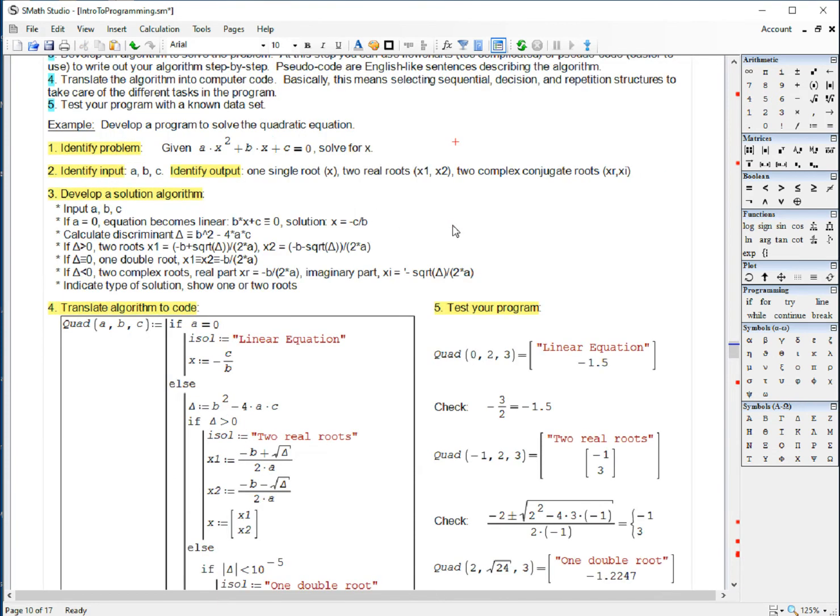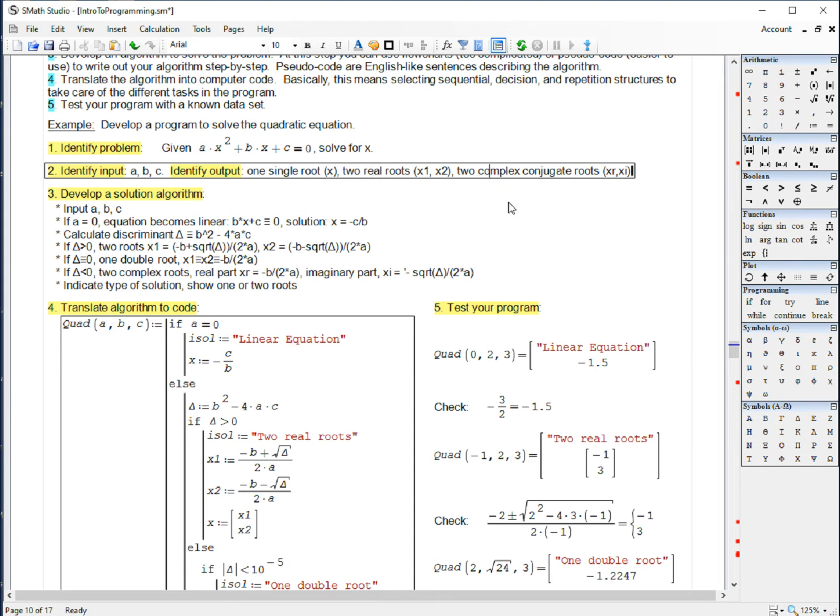Okay, for example, develop a program to solve the quadratic equation. Identify the problem. We are given a quadratic equation and we need to solve for x. What will be the input? The input will be the coefficients of the quadratic equation a, b, and c. And the output, as we're going to look in detail here, could be a single root, 2 real roots, or 2 complex conjugate roots.